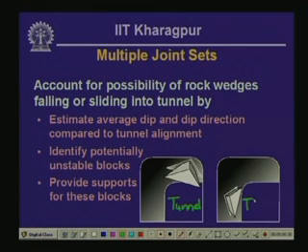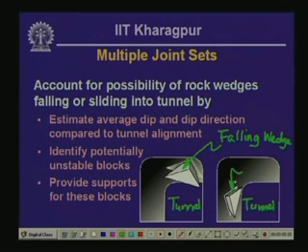this is the tunnel opening, and this is the falling wedge. This type of wedge is called a falling wedge, and if the wedge wants to slide into the tunnel from the side, then it is generally called a sliding wedge.